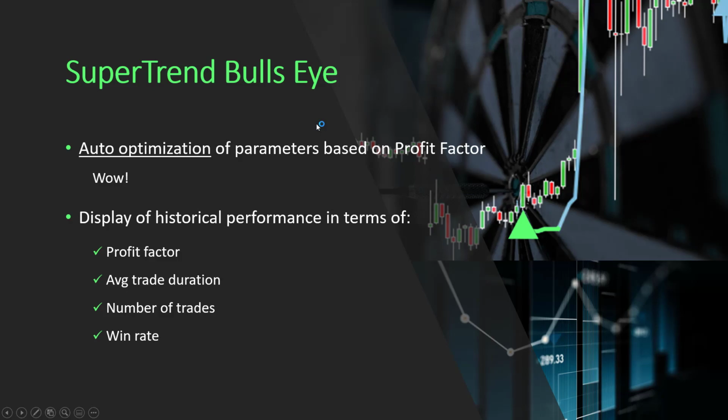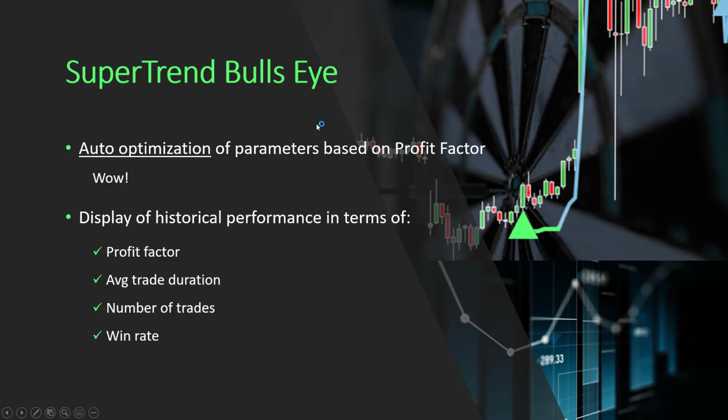On top of this, we have also integrated into this new version of SuperTrend a display of what you can expect in terms of performance. So on your chart, right on your chart, you will see what was the historical profit factor. What was the average trade duration of the signals being generated by this indicator? How many trades were taken into account, and what was the win rate of these trades? All very critical information to evaluate the performance of this indicator.